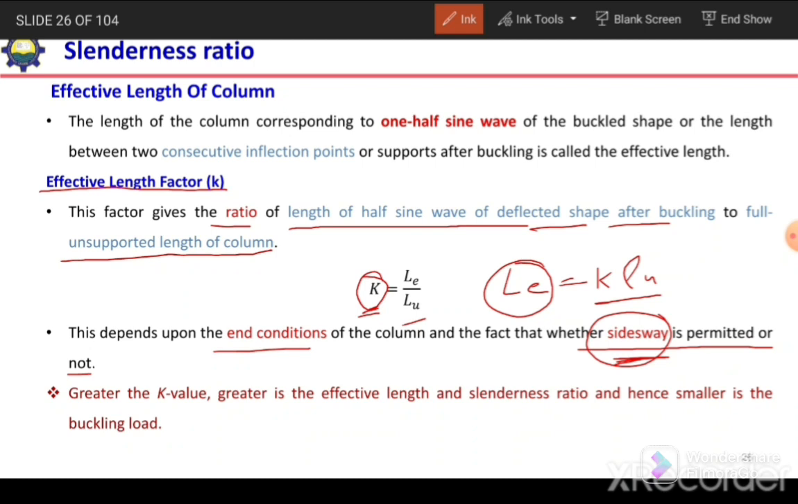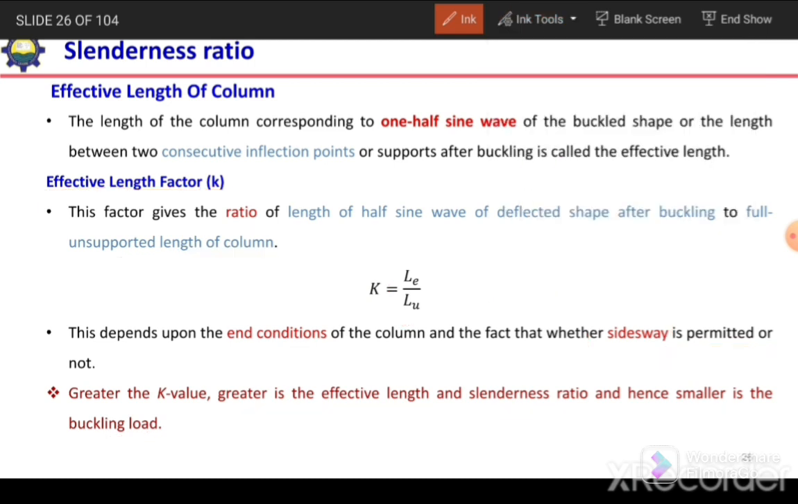Greater the K value, greater is the effective length and slenderness ratio, and hence smaller is the buckling load. So this point needs to be understood. When the K value is greater, the effective length will be larger. When the effective length is larger, then the ratio KL over r will be larger. So for a larger slenderness ratio, the buckling load will be smaller. So the column or the section will buckle at smaller loads.